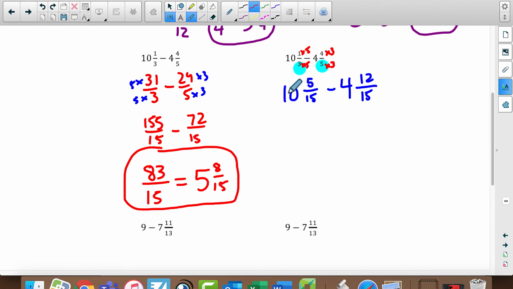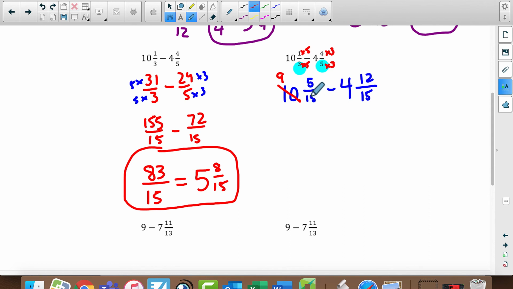You're going to borrow from the 10, so the 10 is now going to become a 9. And you're going to add 1 to this. But it's not like this. If you put a 1 there, it means that you'd be talking about tenths. You're not talking about tenths, you're talking about 15ths.